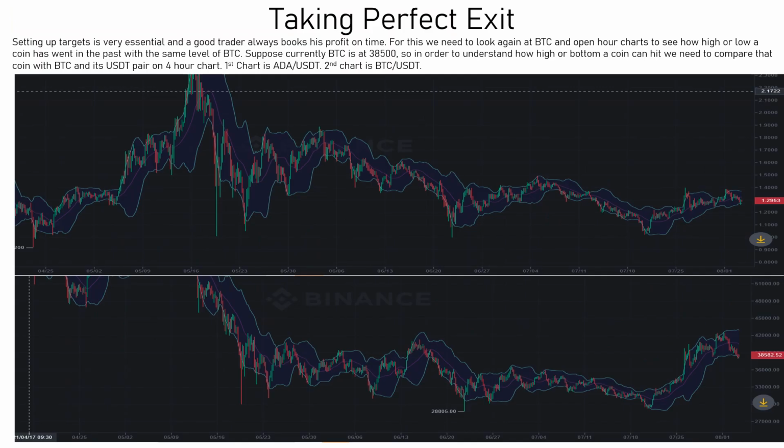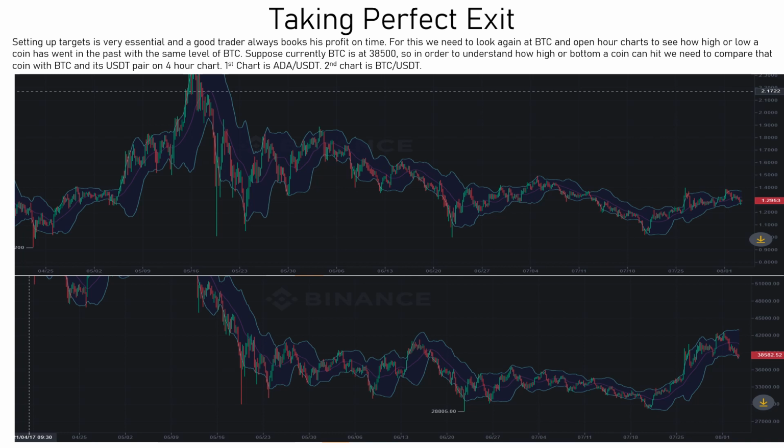Now how to set a target? Like Bitcoin, that is the first thing. Everything follows the process of Bitcoin, even the exit follows Bitcoin. Setting up targets is very essential, and a good trader always books his profit on time. For this, we need to look again at BTC and open 4-hour charts to see how high or low a coin has gone in the past, at the same level of BTC.